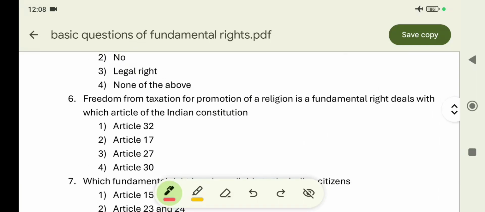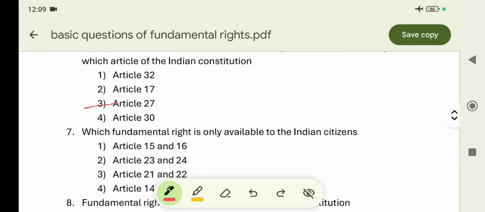Seventh one, freedom from taxation for promotion of religion is a fundamental right. Which article of the Indian Constitution does it deal with? It deals with Article 27, which says that no person shall be made to pay taxes for the promotion of religion, but they can give donations for the promotion of their religion. Tax cannot be imposed for the promotion of any religion.